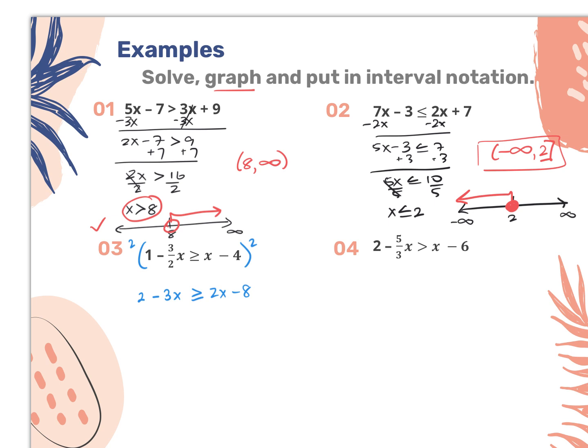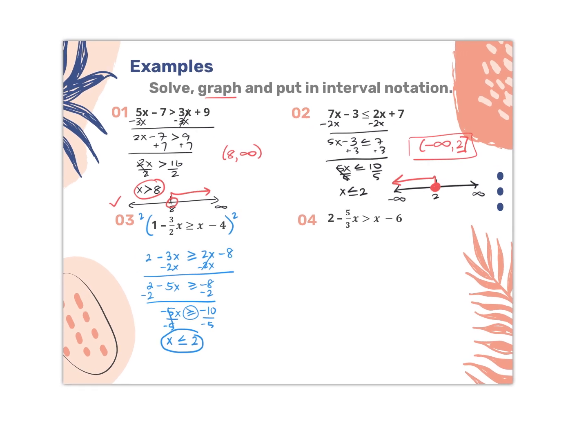So I always like to have my variables on the left side of the inequality because we always read them from left to right. So I'm going to subtract 2x from both sides so that my variable stays on the left. And then I'm going to subtract 2. I'm going to get negative 5x is greater than or equal to negative 10. And here notice that I am dividing by a negative 5. And when I do that, that means that I have to flip my sign, and then negative 10 divided by negative 5 is 2. So this is my numeric solution to this problem.